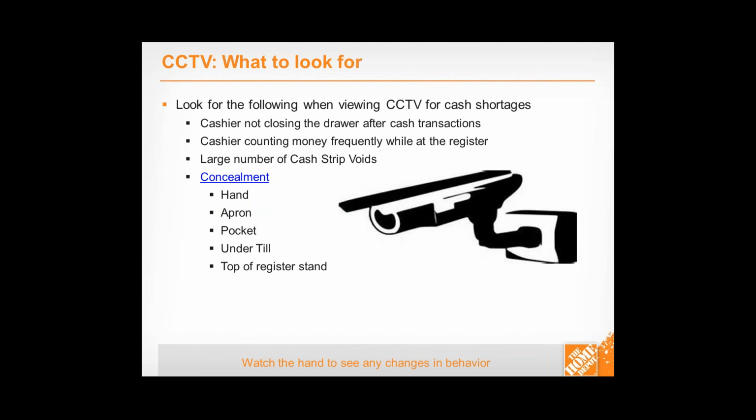Once you select Play, it's going to open up the CCTV system. Now, there's certain things that you really need to look for here. You want to look for the cashier not closing the drawer after cash transactions. You want to look for the cashier counting money frequently at the register. A large number of cash strip voids, which we kind of simulated just a second ago. And then you want to focus on concealment. Where did they conceal? Their hand, their apron, their pocket, under their till, on top of the register stand. There's many places that they conceal the item. Let's take a look at an example here.